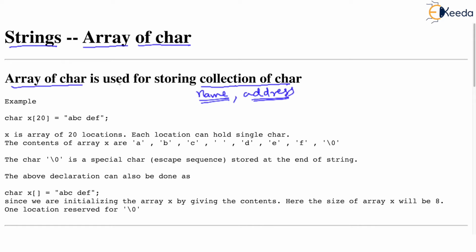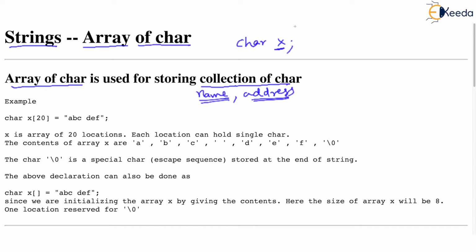In the previous video, we saw how a single character works. That is, we saw the meaning of this declaration, char x. Here, x is a character variable which can store only a single character, isn't it? But what if you want to store multiple characters? In that case, you will have to declare array of characters.